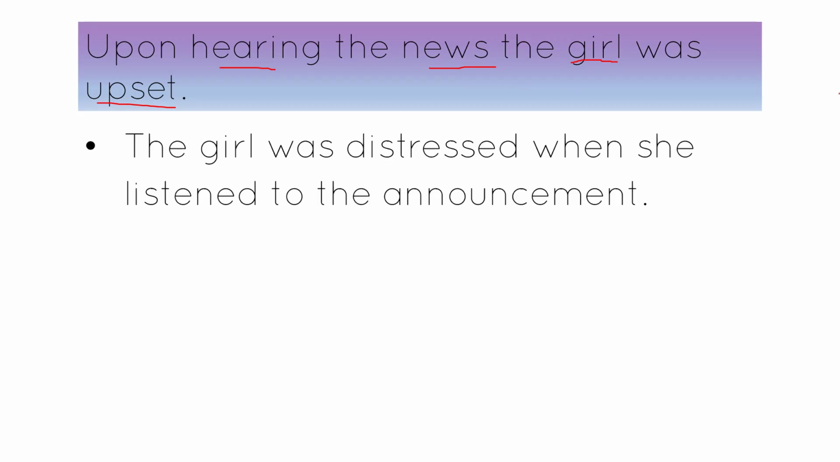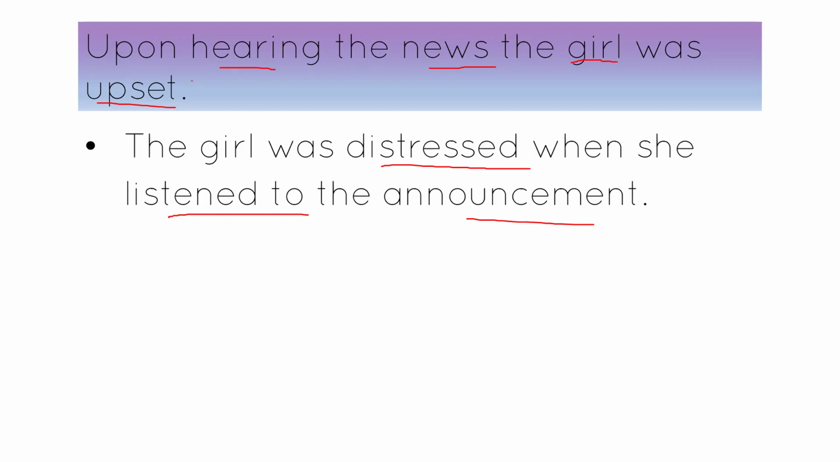So my first effort at that looks like this. The girl was distressed, so I've changed upset into distressed. When she listened to, that's the word hearing. The announcement, that's the idea of the news. So I've kept the same essential meaning. Those 2 sentences, while not being identical, mean basically the same thing.